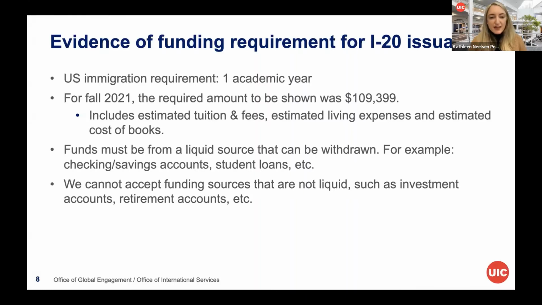That evidence of funding can come from a whole bunch of different sources. The funds just must be from a source that is liquid, meaning the funds can be withdrawn. So that may be a checking or savings account. It could be student loans. It can come from many, many different sources. It can also come from different sources combined together. It doesn't have to be all one source.